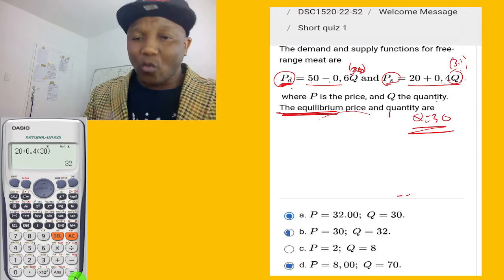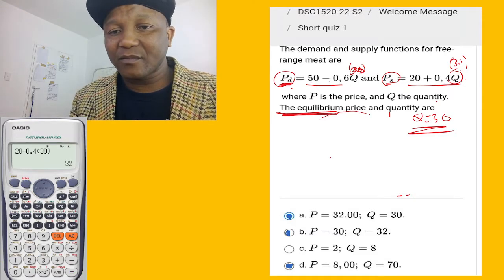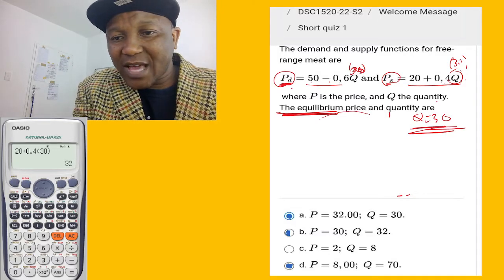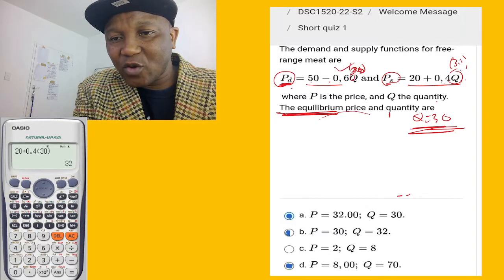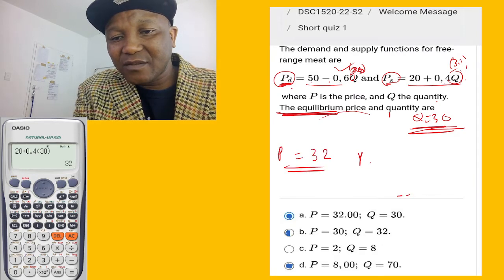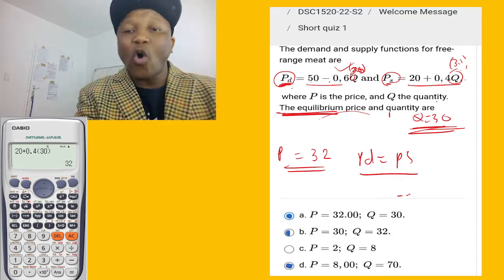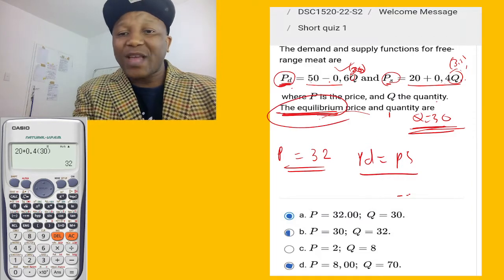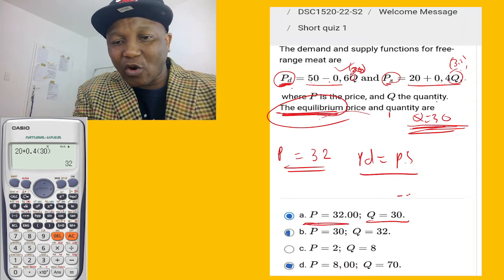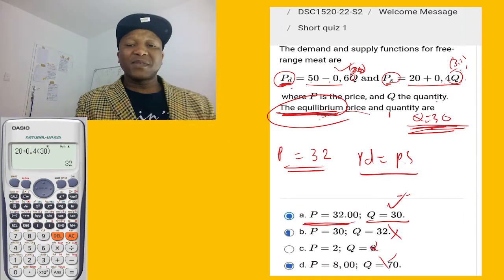So if our Q equal to 30, when you plug in the position of Q, P gives us the same, P equal to 32. And we see P of D equal to P of S because of the equilibrium. So our Q equal to 30 and P equal to 32. This is option number 1, the right answer. This is not, this is not, this is not. You can check carefully.